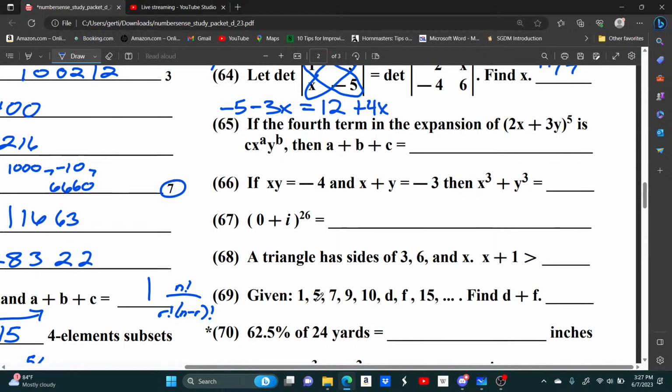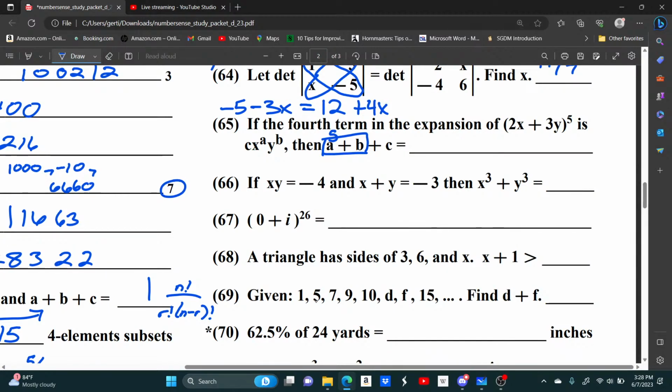Okay, if the fourth term of the expansion of 2x plus 3y to the fifth is c x to the a, y to the b, then a plus b plus c equals what? Okay, so we really just have to find c, because it's a fifth degree expansion, all the terms are going to be like x to the fifth, x to the fourth y to the first, and then x cubed y squared. And so your two exponents, a and b, are always going to add to 5. So we just have to find c and then add 5.